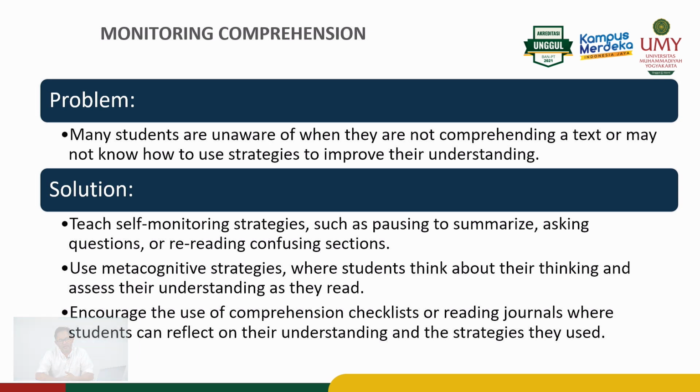After that, we'll teach the students the macro skill of monitoring comprehension. Many students are not aware when they are not comprehending the text, or may not know how to use strategies to improve their understanding. If they do not know how to improve their understanding, then it is better for you to teach self-monitoring strategies, such as pausing to summarize, asking questions, or rereading confusing text. So if the students do not understand, train them to pause to summarize, ask questions, or reread the confusing text. By doing such strategies, I think you can increase your students' comprehension monitoring.